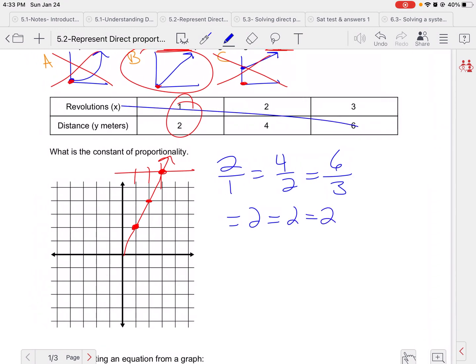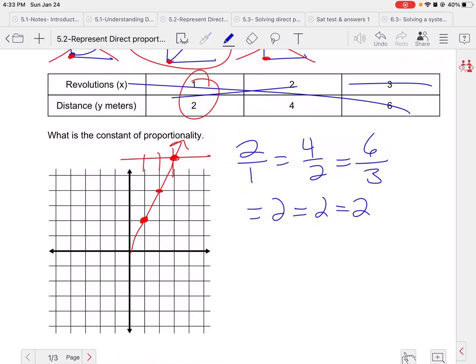But if you were not given this table at all, and just from the graph, what you do is you look at where X is 1. Because remember, constant of proportionality is just when X is one thing. And then you see what the Y value is. Well, here the Y value is 2. So you can use the graph to find the constant of proportionality if you don't have the table, okay? Which we're going to do in some more examples.